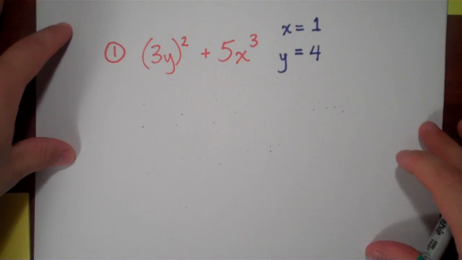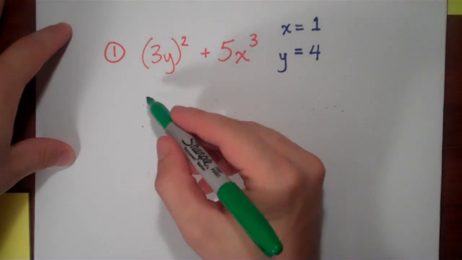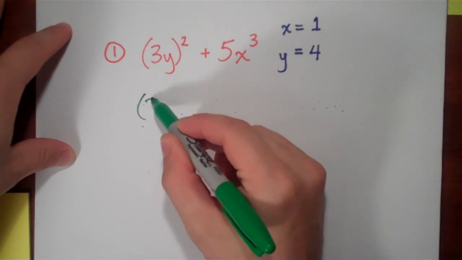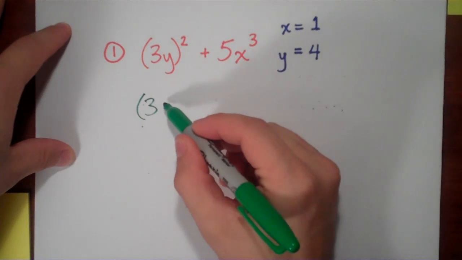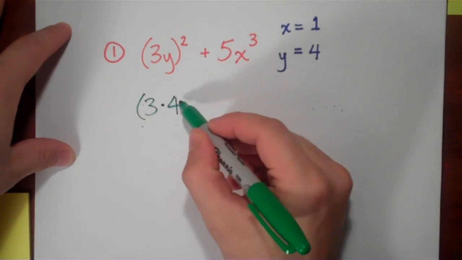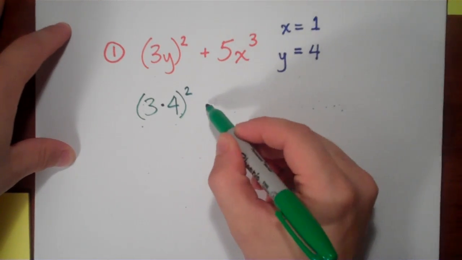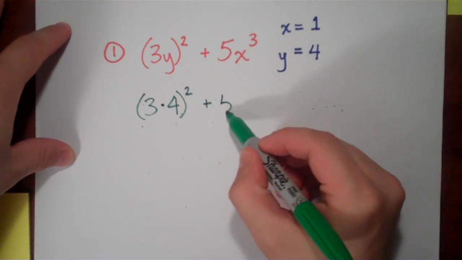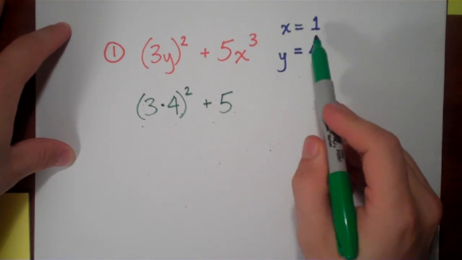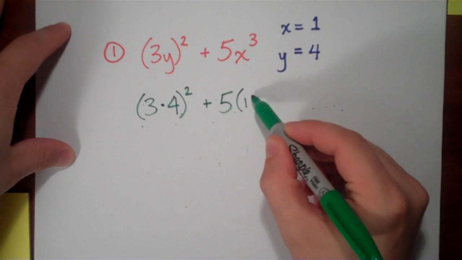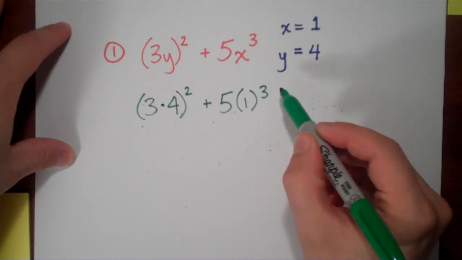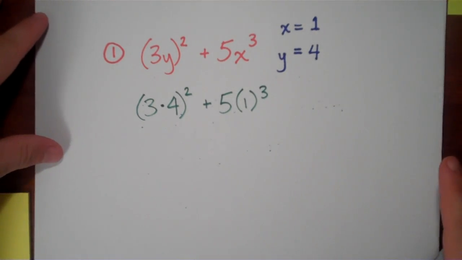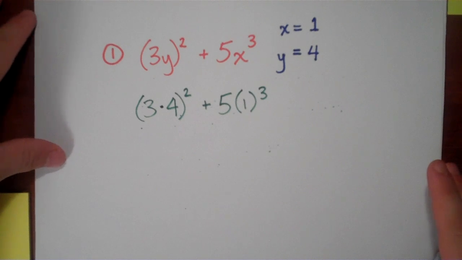First, plug in our variables. Y is 4, so let's rewrite this to say 3 times 4 squared plus 5. X is 1, times 1 cubed. Alright, that's our new expression once we've put our variables in.